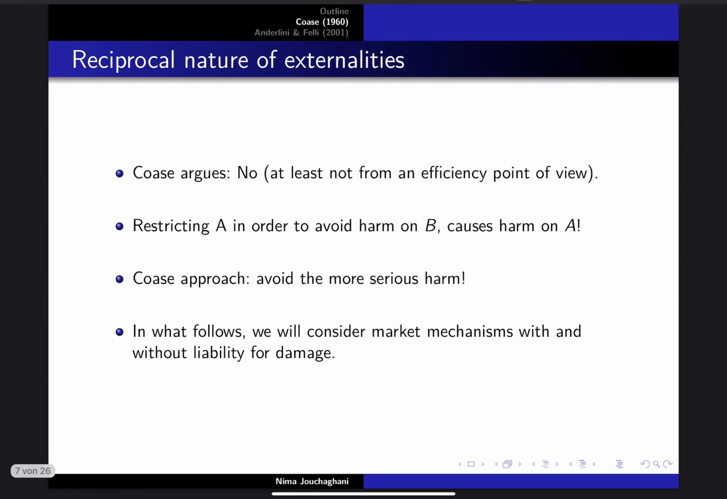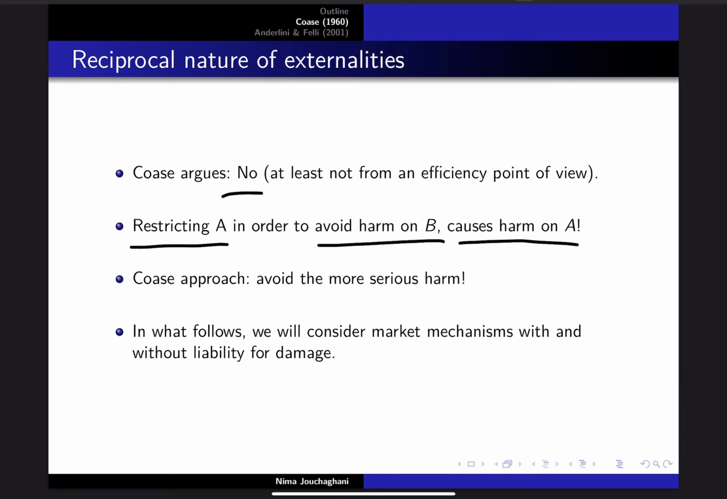And Coase is arguing that no, it's a no from an efficiency point of view. So the problem cannot be simply solved in efficiency matters by simply letting A pay B. And the idea in the Coase paper is that if you would restrict A in order to avoid harm on B, it causes harm on A.